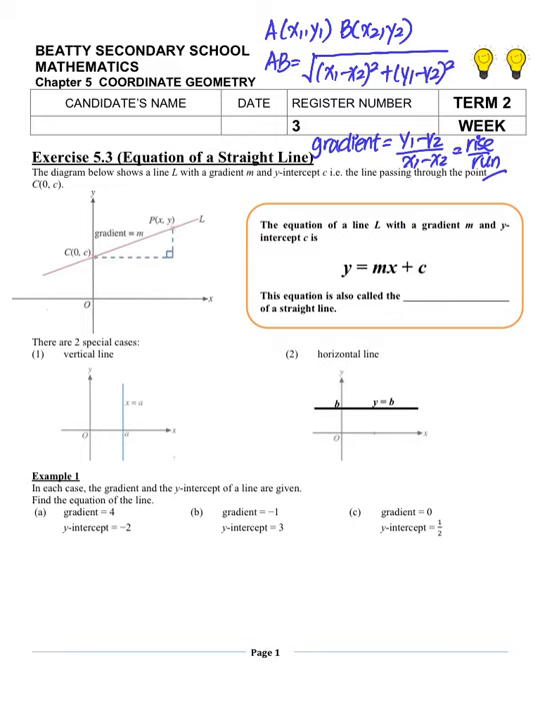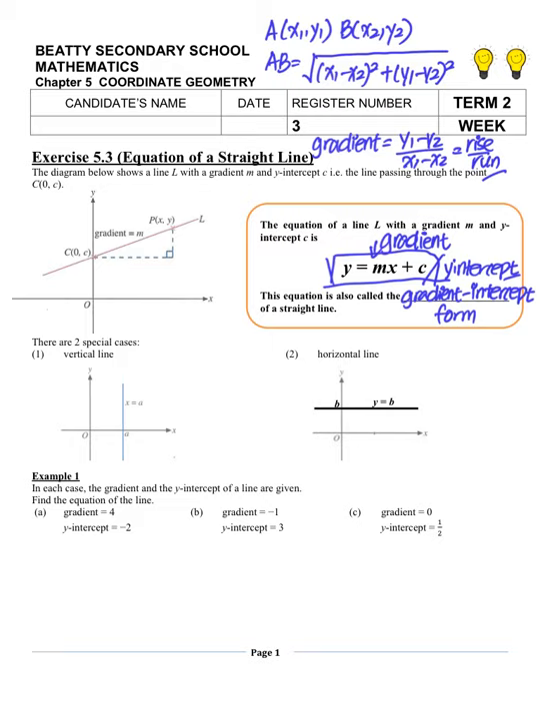So now we look into the equation of a straight line, which is in 5.3. For any slant line, the equation would be given by y equals mx plus c. So this is actually the equation of a straight line. What does m represent? M represents the gradient, which is the slope, and c represents the y-intercept. That means where it cuts the y-axis. And this equation is also called the gradient-intercept form of a straight line.